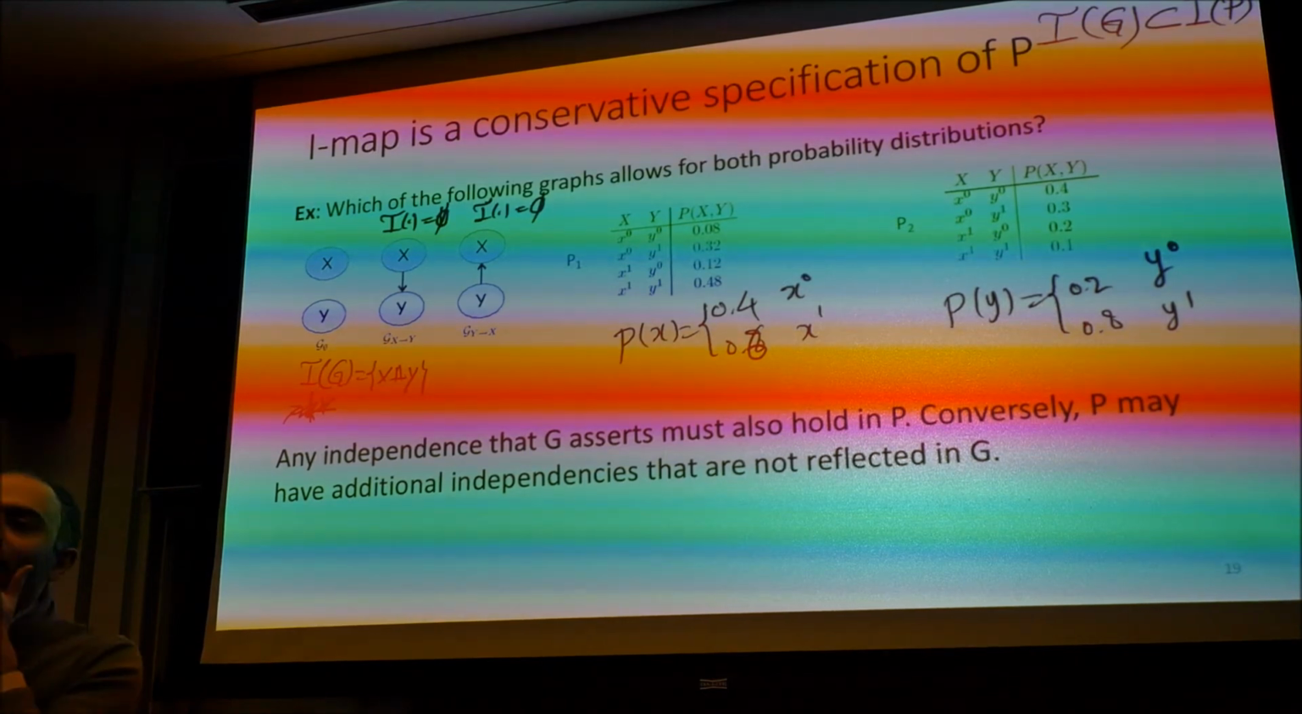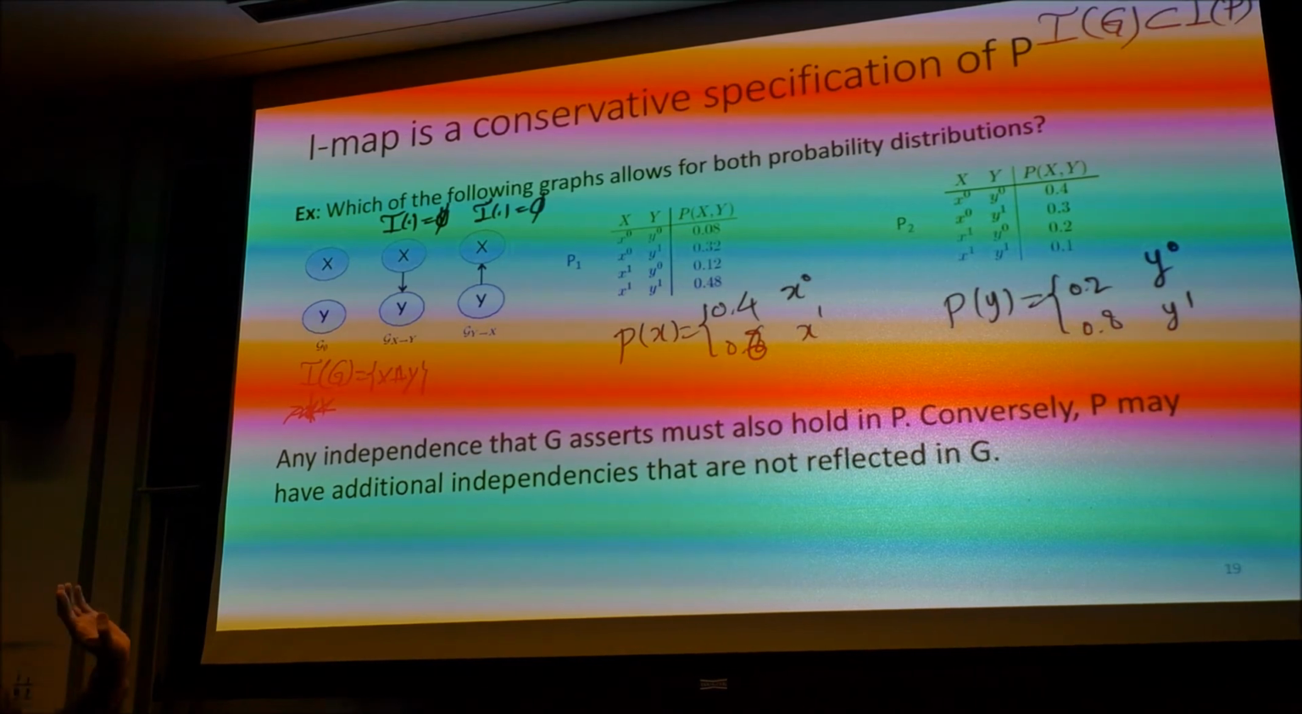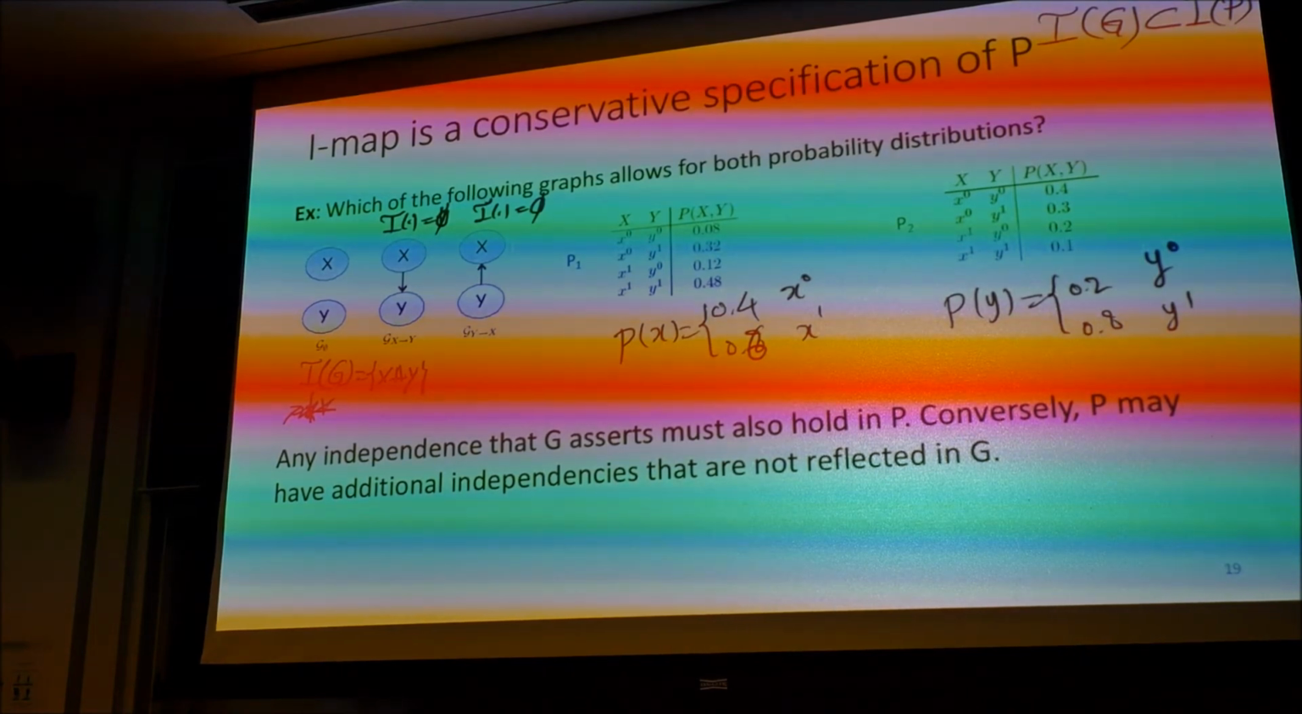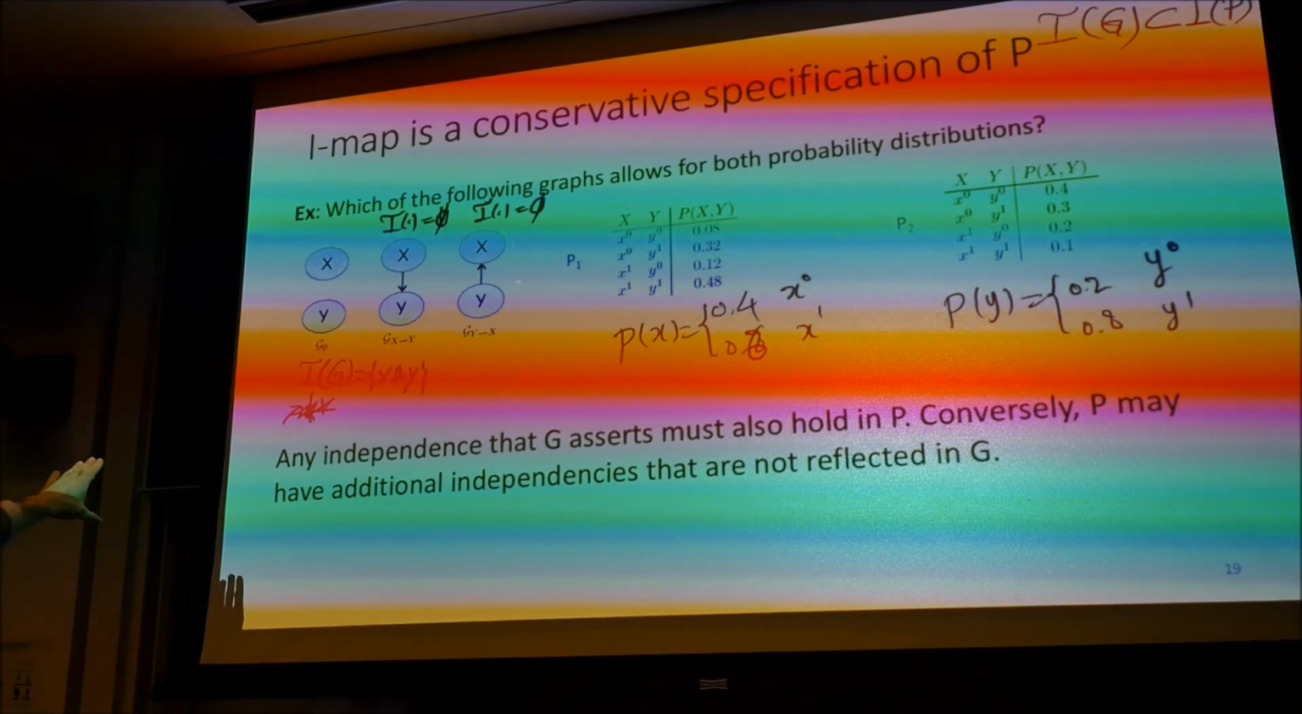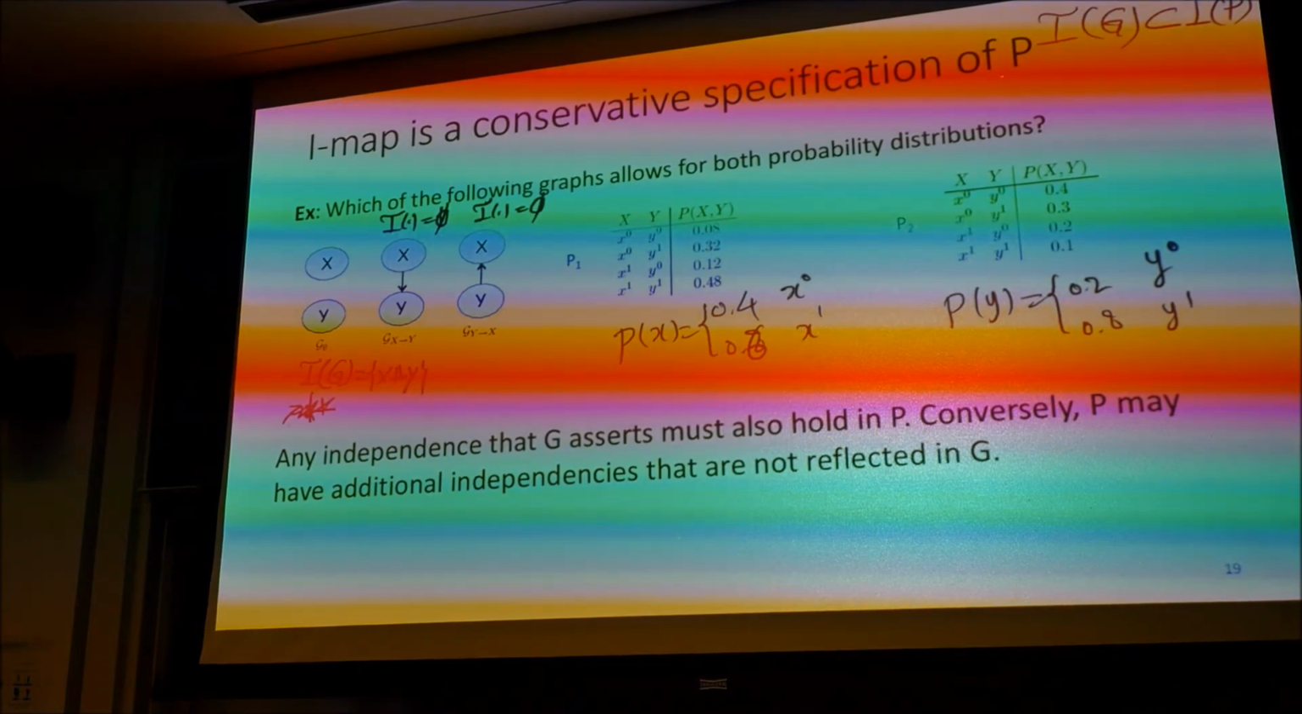Yes? Can you explain how marginals are related to I of G? How marginals are related to what? Ah, so the I of G is coming only from the graph structure, so it's not dependent on any specific parameterization. This is a parameterization, right? This is another parameterization, right? So to write I of G, you only look at the graph. You don't look at the parameters. To get the I of P, you have to look at the parameters. This is why this is a subset.